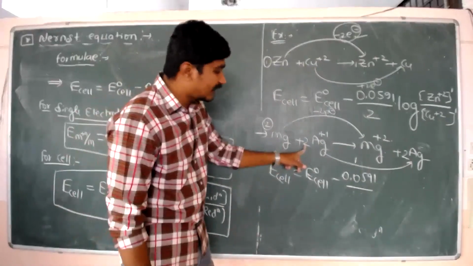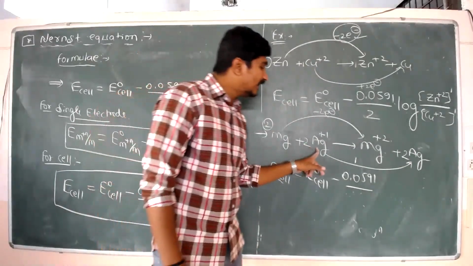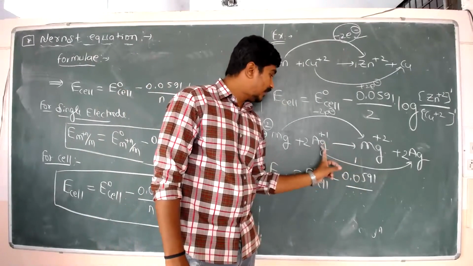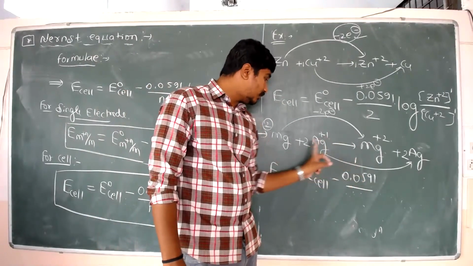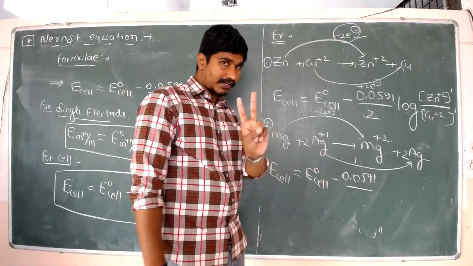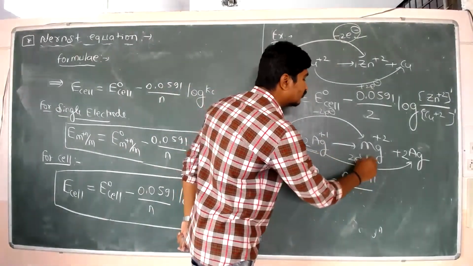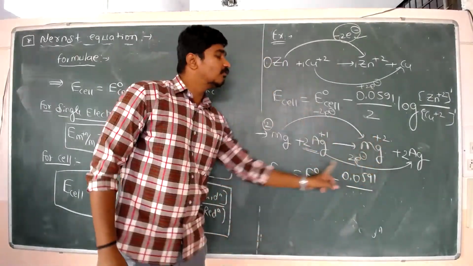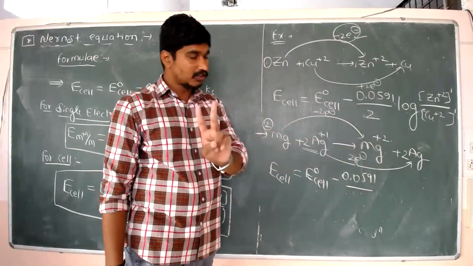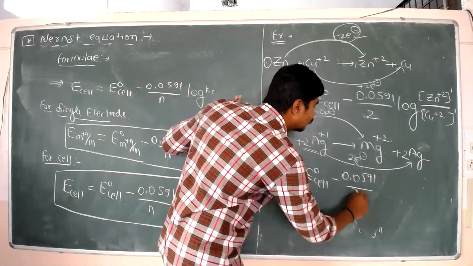Just think, how many Ag are there? 2 Ag. 1 Ag+ ion gains 1 electron, but how many Ag+ ions are there? 2. Therefore, 2 Ag+ ions will gain 2 electrons. So how many electrons are involved in the reaction? 2 electrons. Therefore, in place of n, you can write 2.